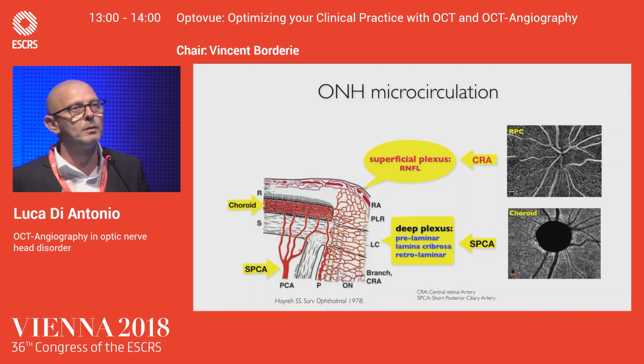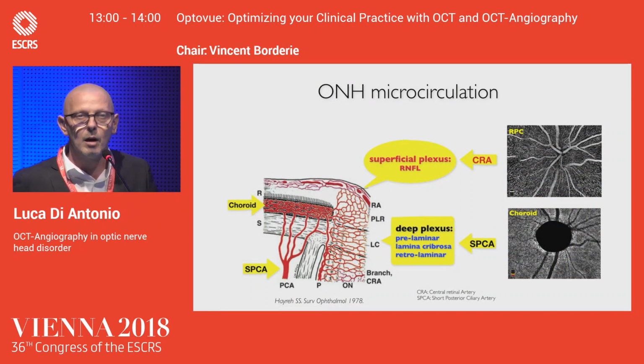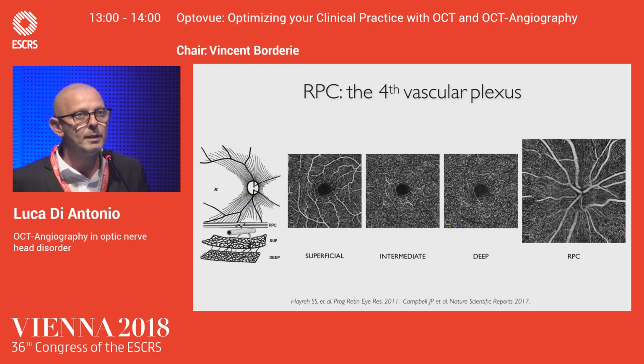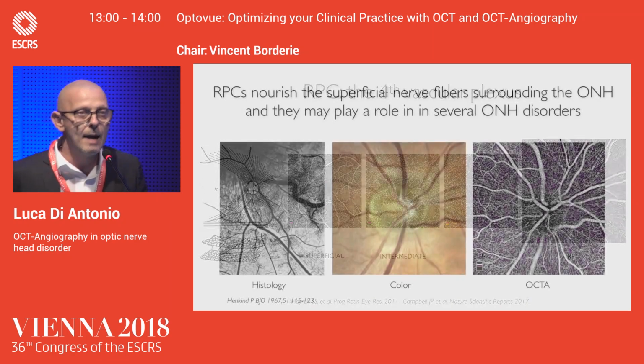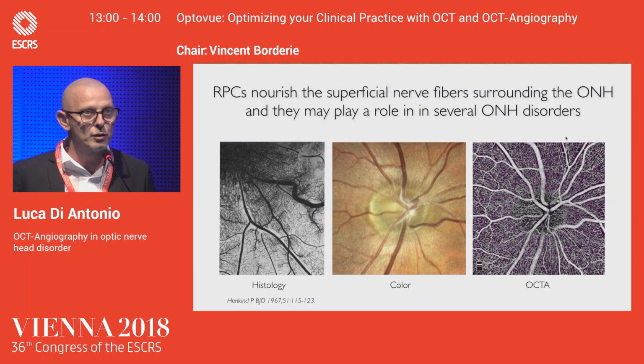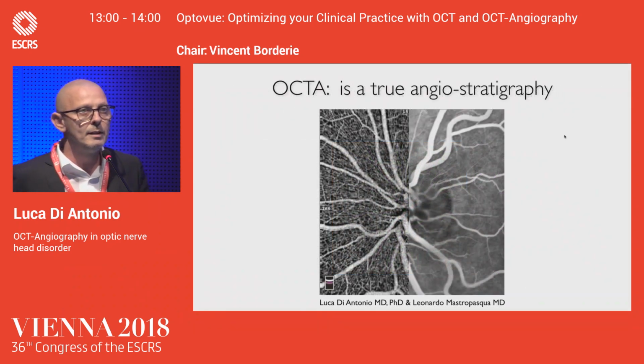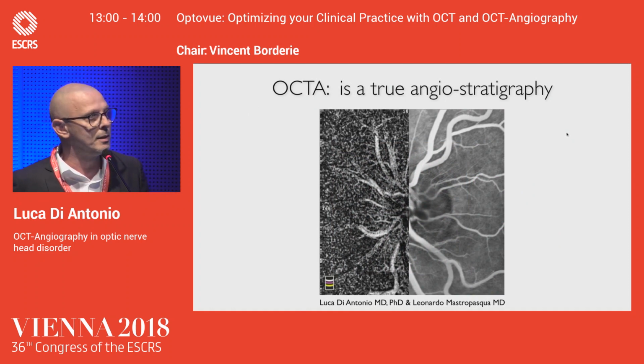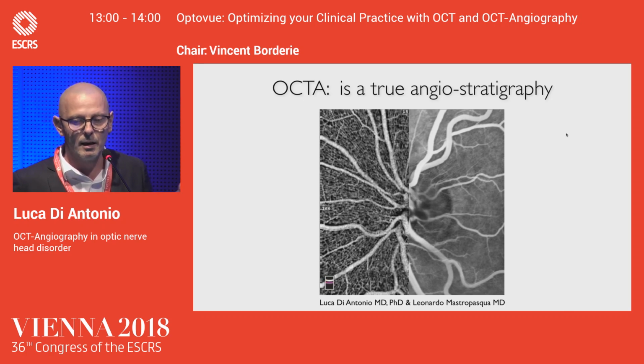But first, we have to take a step back by remembering the optic nerve circulation, which can be distinguished in two main plexuses: the superficial, nourished by the RPC or radial peripapillary capillaries, and the deep, by the choroid. And so the RPC can be considered as the fourth vascular network in the retina. This usually nourishes the superficial nerve fiber layers surrounding the optic nerve head and plays a role in several optic nerve head disorders. So OCT angiography is a true angiostratigraphy because it is depth-resolved, with respect to the standard fluorescein angiography.